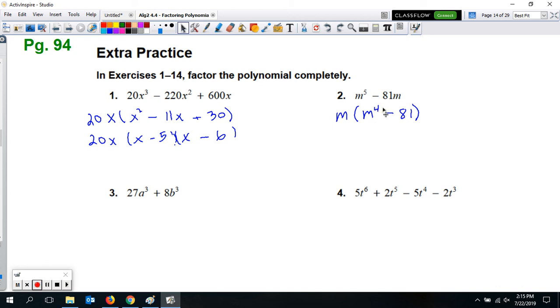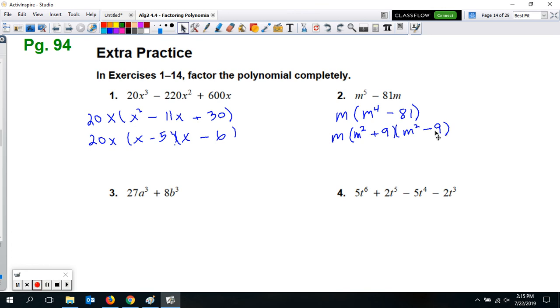But that is a difference of squares. Even though you have m to the 4th, you can break it apart evenly. So m stays in front of this one, and now 2 binomials, you're going to break apart m squared evenly here, and for 81, it's a perfect square. It's going to be 9 and 9. 9's that special number. 9 times 9 is 81. One's plus, one's minus.